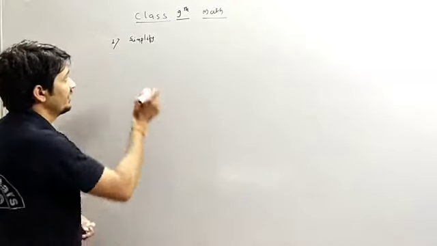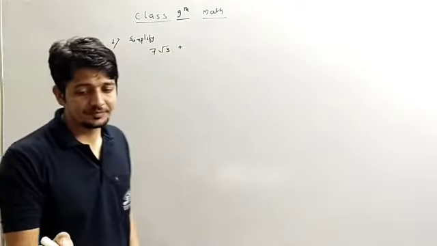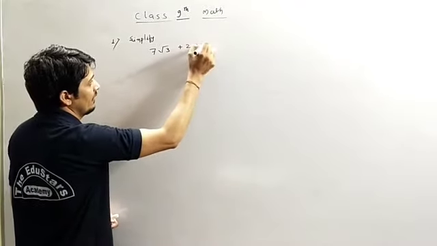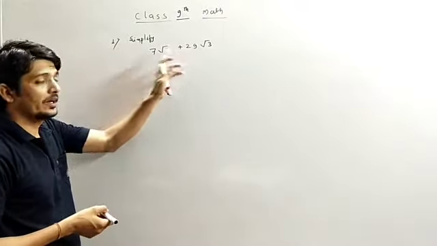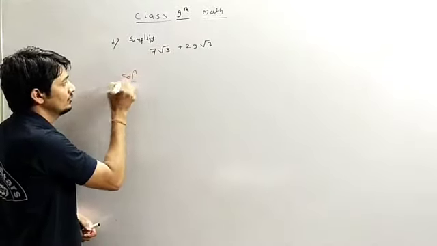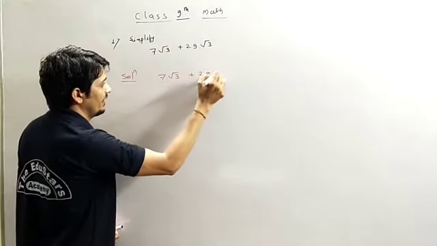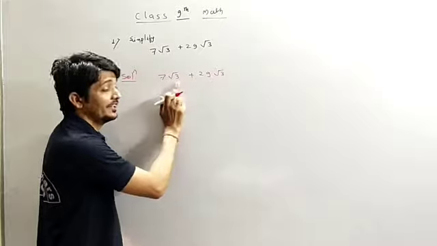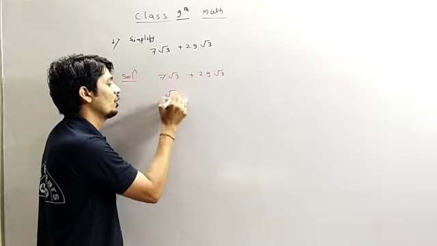Simplify 7 root 3 plus 29 root 3. Okay, so these are the two surds and we have to operate addition. So solution now. We have 7 root 3 plus 29 root 3. See, in both the surds root 3 is common. So we can take root 3 common from both.